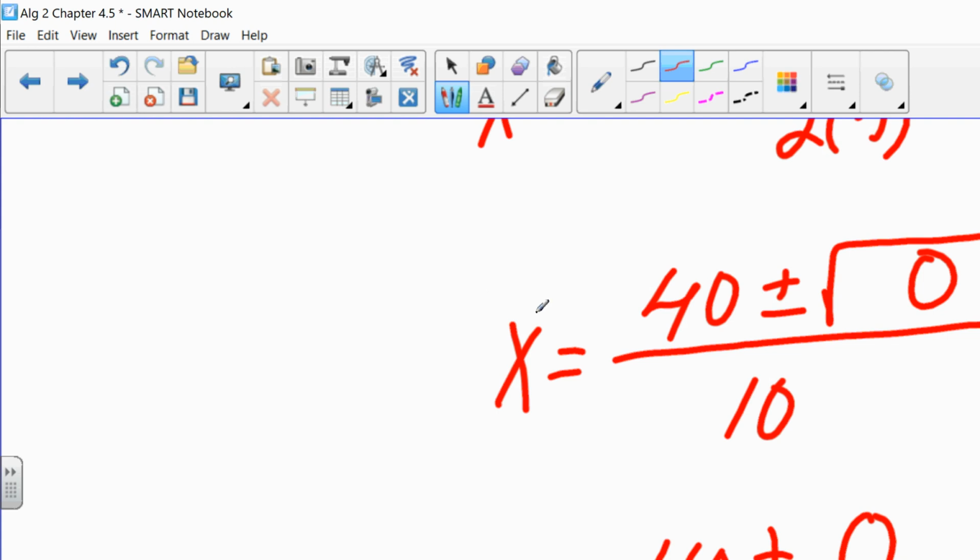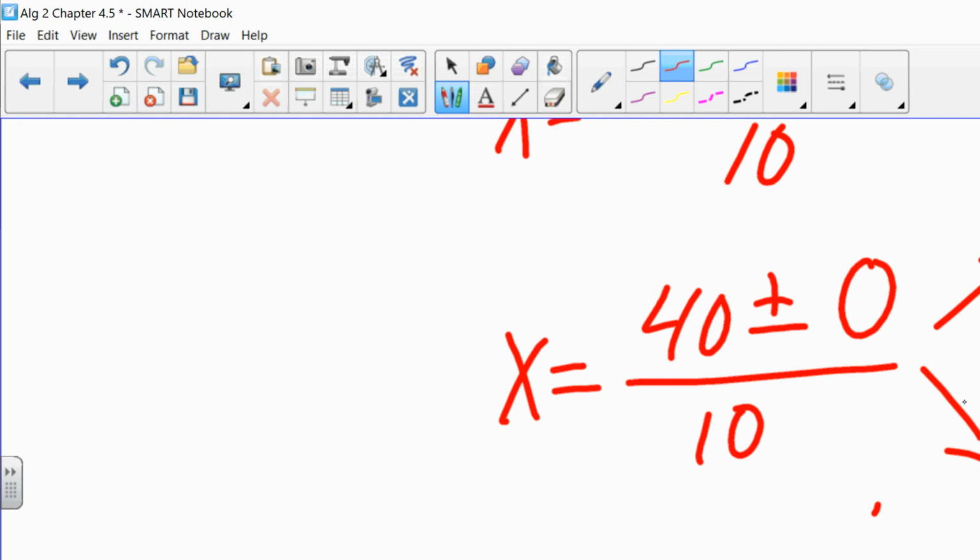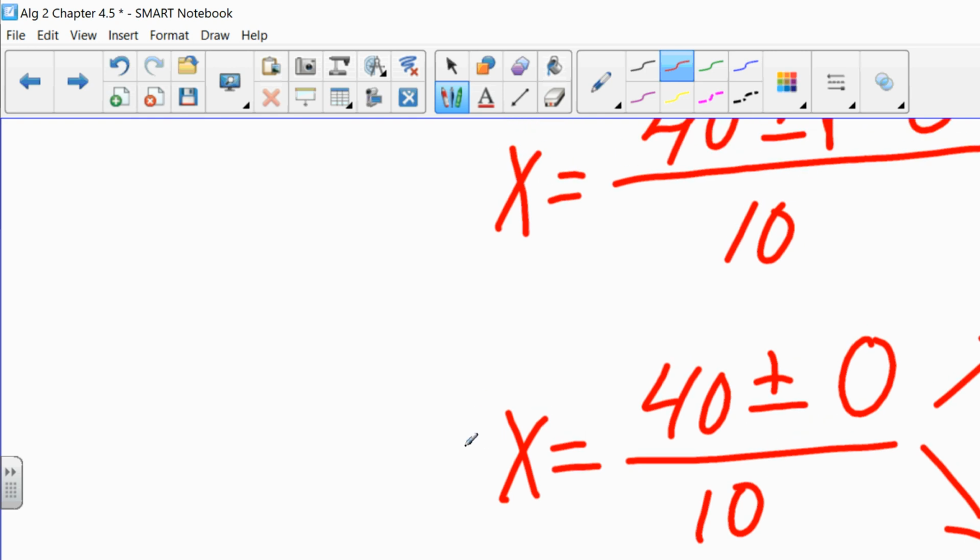Now we could break this up into the two groups, because we could say 40 plus 0 divided by 10, or we could have 40 minus 0 divided by 10. Well, 40 plus 0 is 40, and 40 divided by 10 is 4. Well, 40 minus 0 is still 40, and 40 divided by 10 is 4. So our solutions for this here is x is equal to 0, 4, and 4.